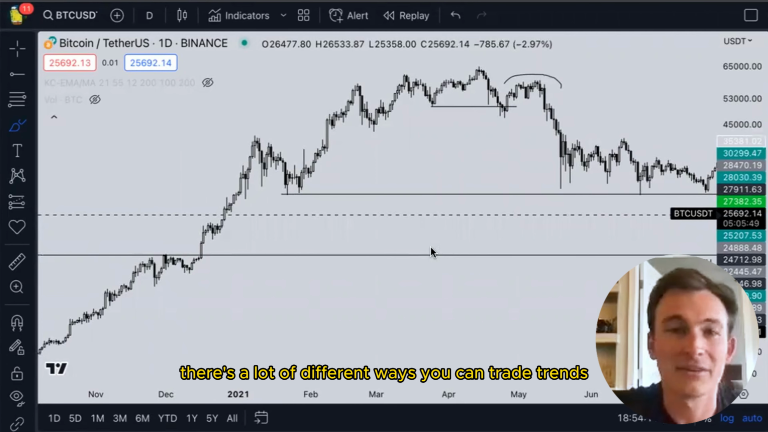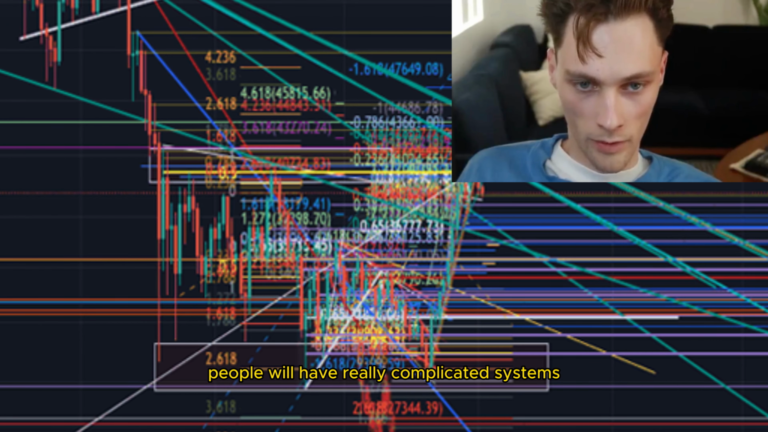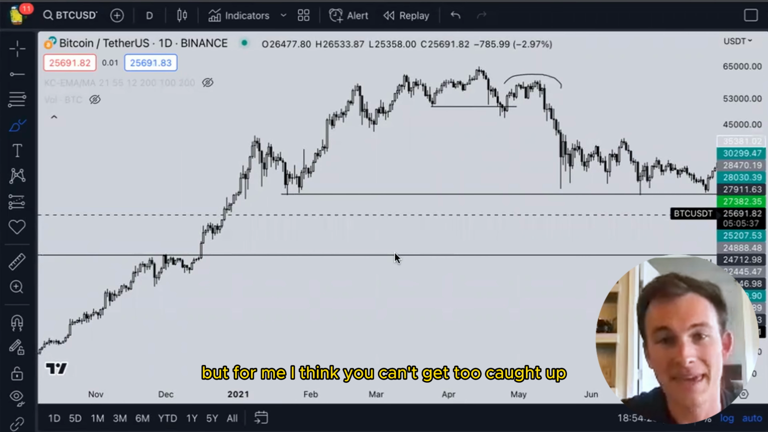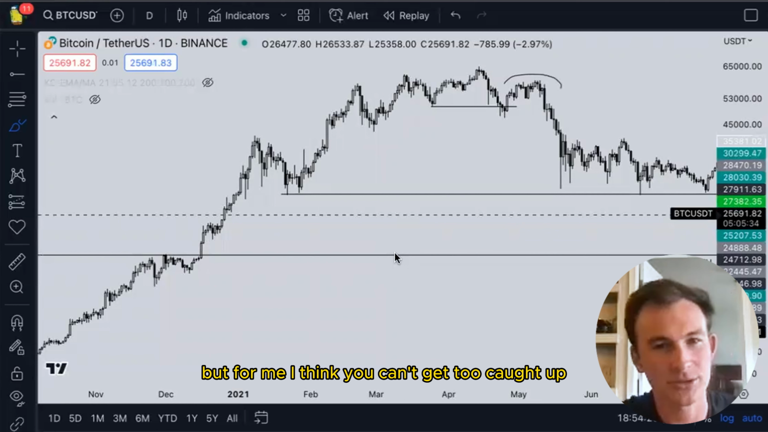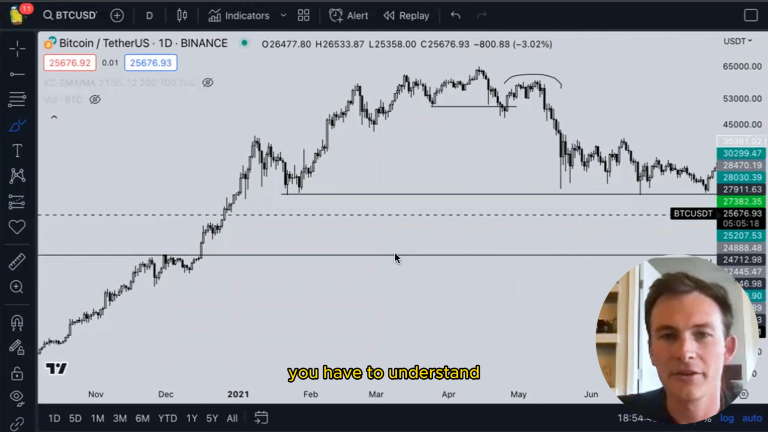There's a lot of different ways you can trade trends at the end of the day. People will have really complicated systems based on indicators, based on whatever they think is potentially edge. But for me, I think you can't get too caught up in indicators or data like that. You have to understand why price is doing what it's doing, I think from a structural standpoint. And then I think contextual with momentum as well.